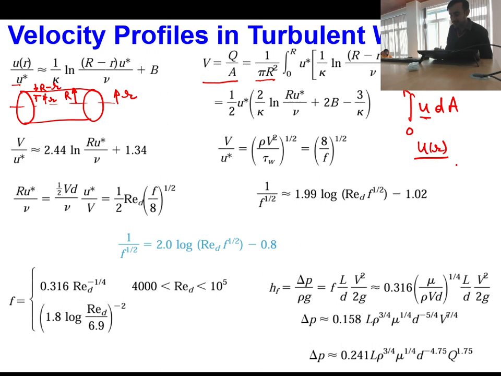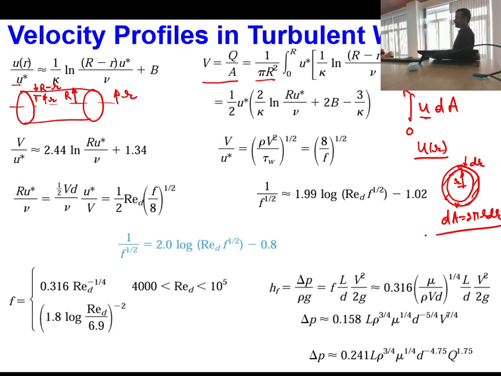Cross sectional area will be, if I consider that I have a small ring across the cross section of the pipe, and this particular ring is at radius r and it is having thickness dr, then my cross sectional area at which my velocity is u(r), this cross sectional area dA will become nothing but 2πr dr. Is this point clear? So that's why I have done this integration from 0 to R, and this u(r) is nothing but u* times (1/k) ln(r u*/μ) plus B, and in place of area I have got 2πr dr.